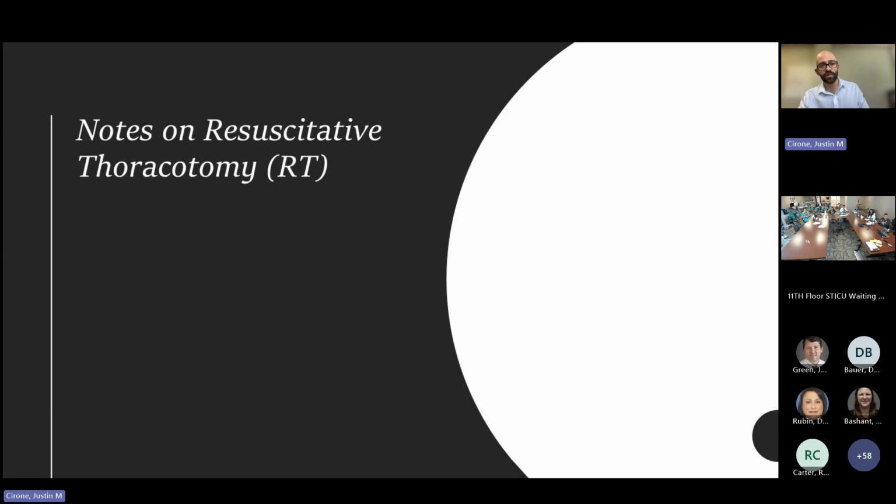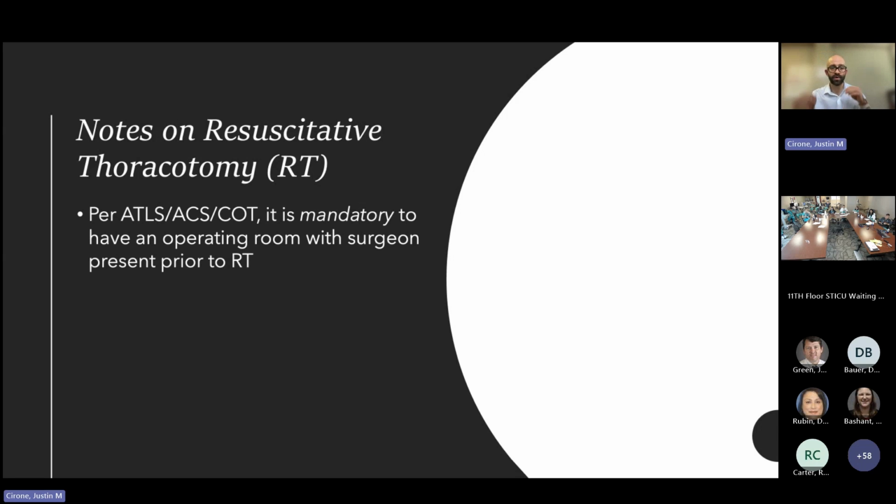Quick notes on resuscitative thoracotomy, and then we'll be all done. Per ATLS, the American College of Surgeons Committee on Trauma, it is mandatory to have an operating room with a surgeon present prior to performing a resuscitative thoracotomy. This is because after the resuscitative thoracotomy, you have to get to the operating room in order to release the aortic cross clamp.